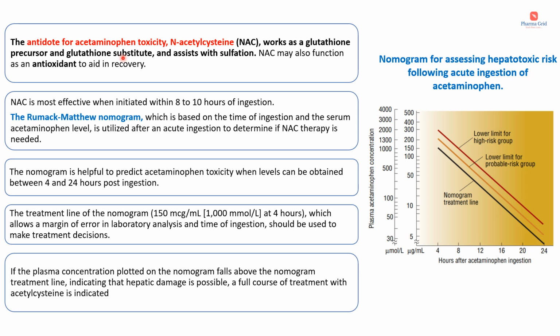Now, the antidote for acetaminophen toxicity, N-acetylcysteine, works as a glutathione precursor and glutathione substitute and assists with sulfation. N-acetylcysteine may also function as an antioxidant to aid in recovery. As we have already discussed the mechanism, this hepatotoxicity is mainly due to depletion of glutathione. So N-acetylcysteine mainly works as a glutathione precursor and glutathione substitute, assists with sulfation and also acts as an antioxidant. This antidote is most effective when initiated within 8 to 10 hours of ingestion.